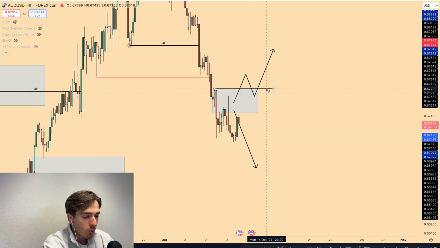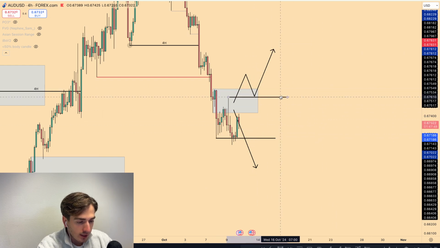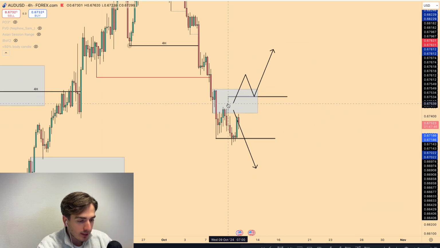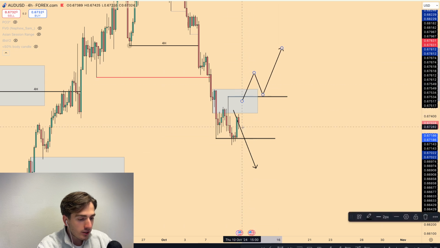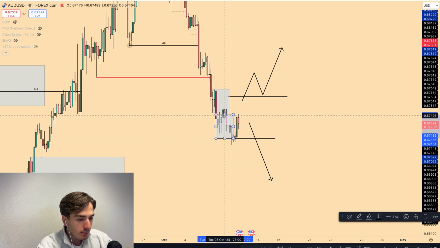Okay, so we break the fractal low over here. What does this mean? It means that your fractal high is now the high of this imbalanced candle over here. So this pretty much still stands, and this line still stands as well. As long as that fractal high is respected, the market again should just simply push down lower. So this is now your supply chain.